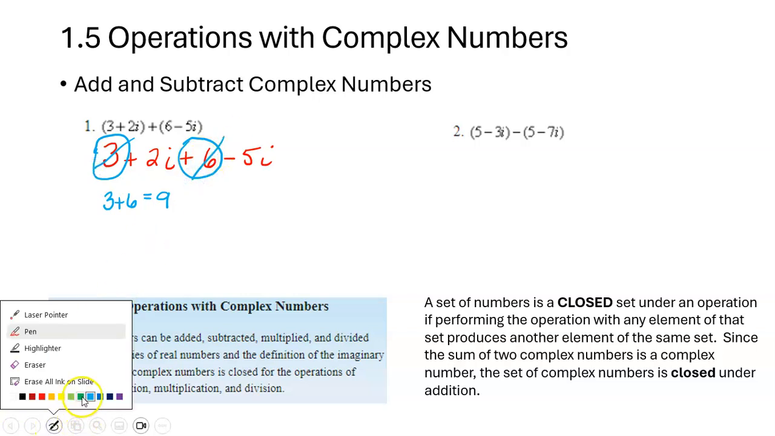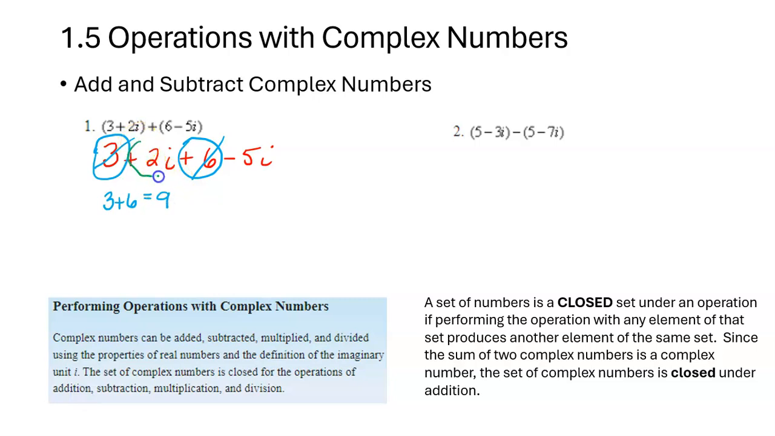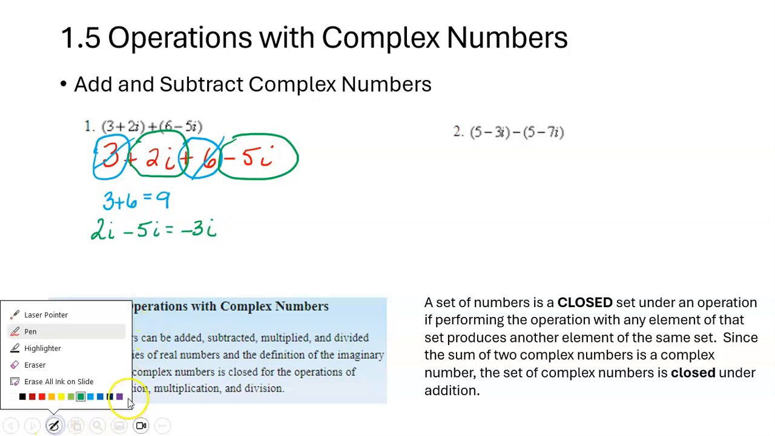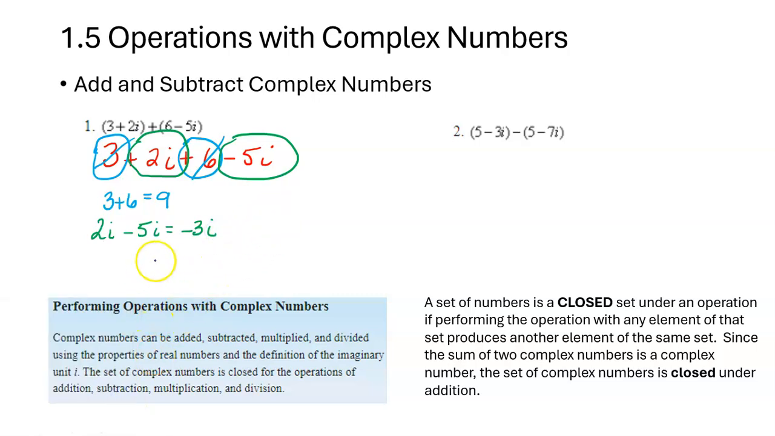And then, let's use green. I'm going to combine this one and this one. So I have 2i minus 5i, which is equal to negative 3i. So my answer is going to be 9 minus 3i.